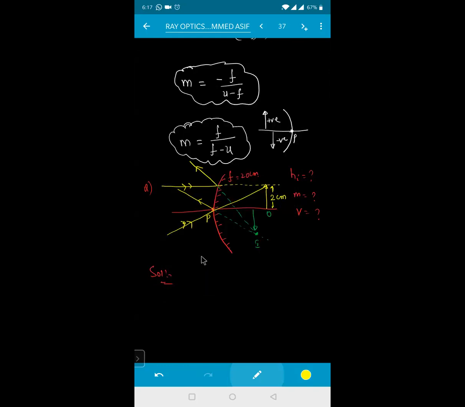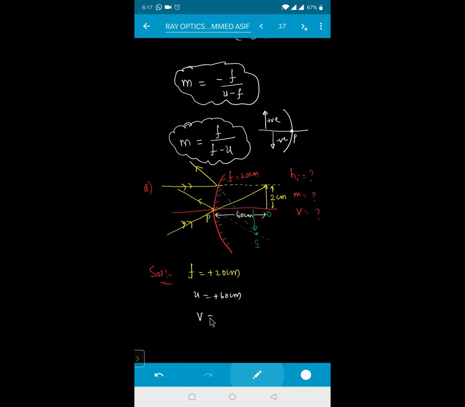Focal length is how much? Is it positive or negative? Obviously it will be positive, plus 20 centimeters. The object distance is not given in the problem, so I'm giving you an object distance. Say, for example, 60 centimeters. So u is equal to plus 60 centimeters.